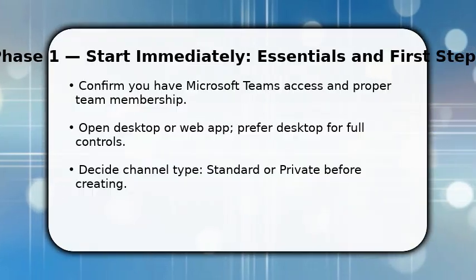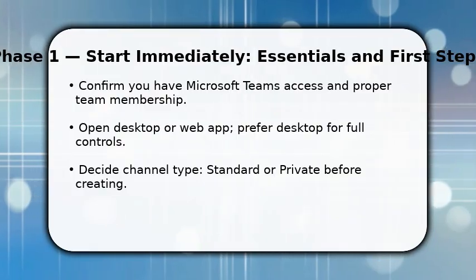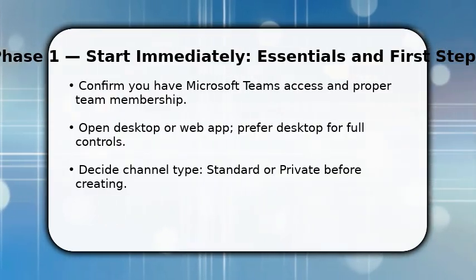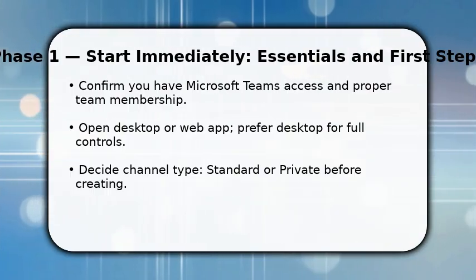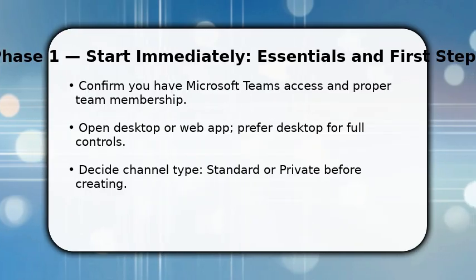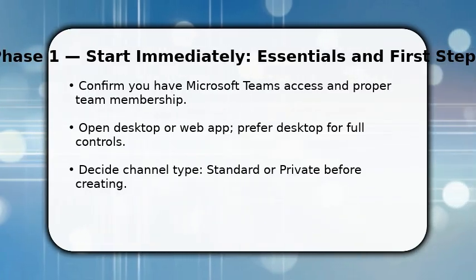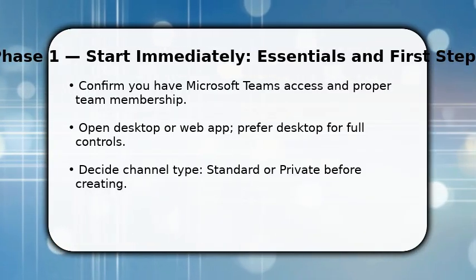You already have access and the right membership. Now open Microsoft Teams and pick the team where the channel will live. Click the three dots next to the team name, then choose Add Channel. Once done, name the channel clearly and select Standard or Private depending on who needs access.